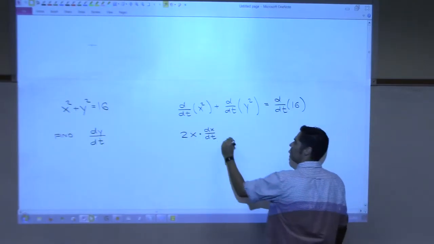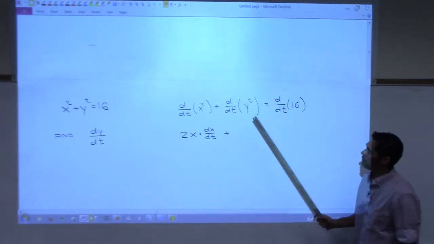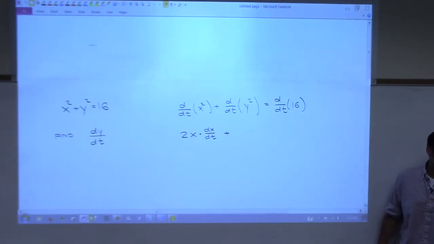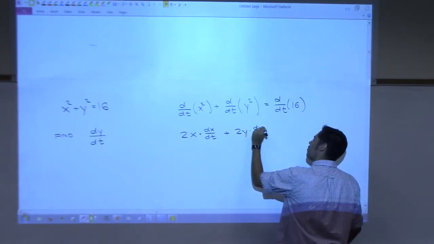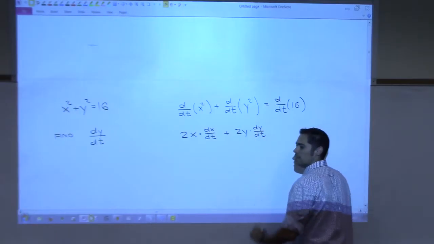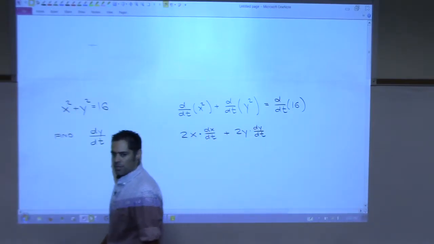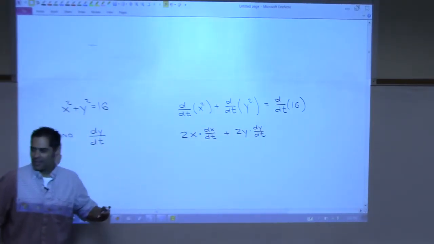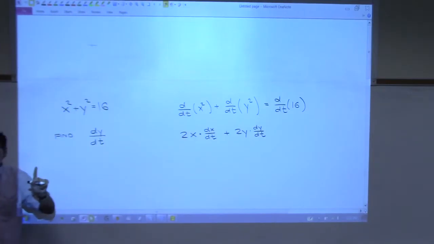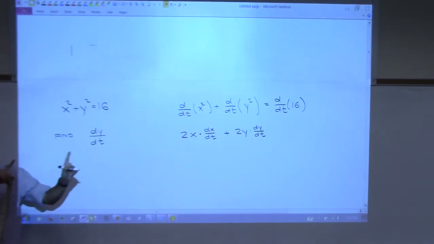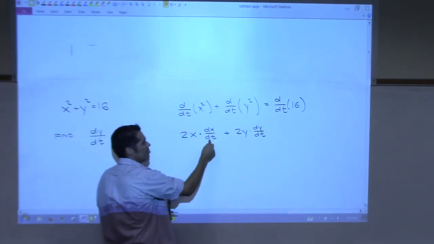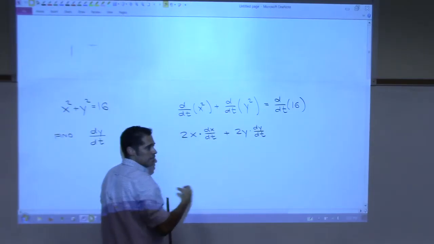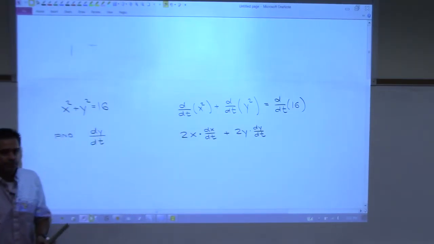Plus, what about the derivative of this one? 2y times dy/dt. So it's kind of like two of the bad scenarios from the previous problem. Like we have to treat them both like they depend on something else. So we can't turn either one of these into ones. These are just something, whatever they are.